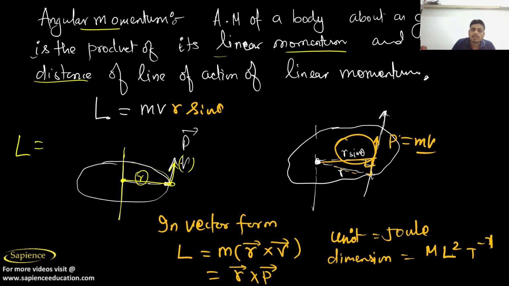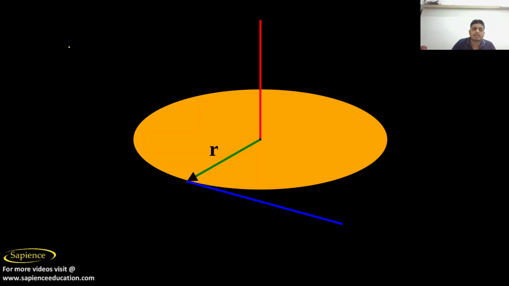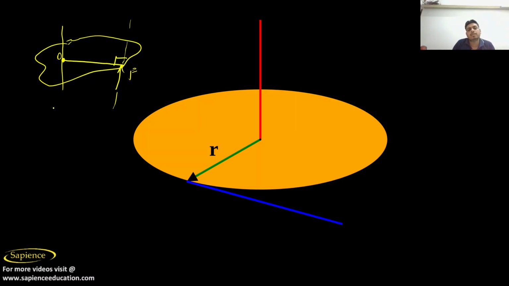What is linear momentum? Suppose this has a velocity v, so linear momentum is mass into velocity, and the perpendicular distance is that of the line of action of the linear momentum. What is the perpendicular distance of the line of action? Try to understand from this figure. Let us consider an object and a point about which the object is being rotated, and the force with which it is being rotated is F. This is the line of action of the force, and this is the perpendicular distance.